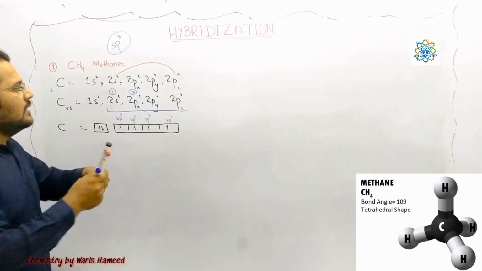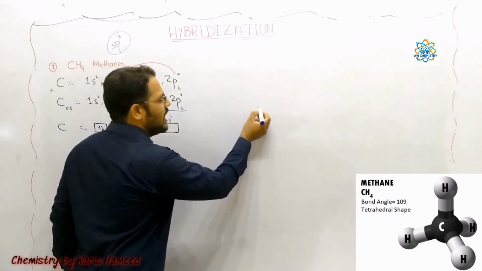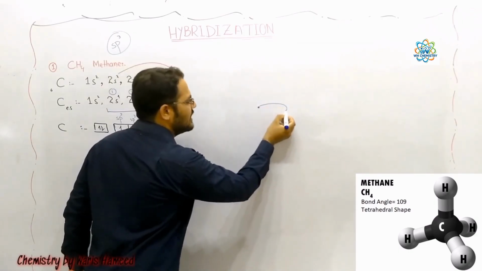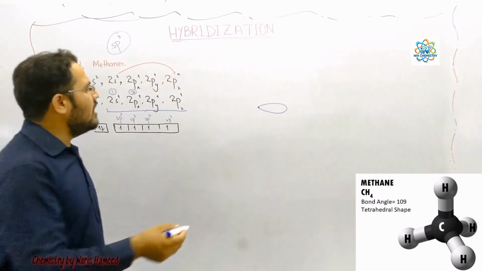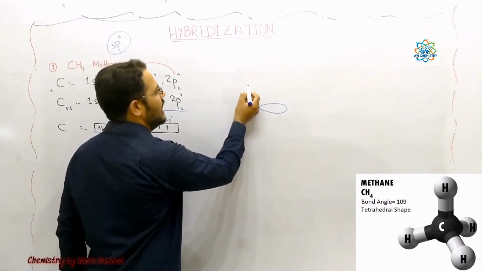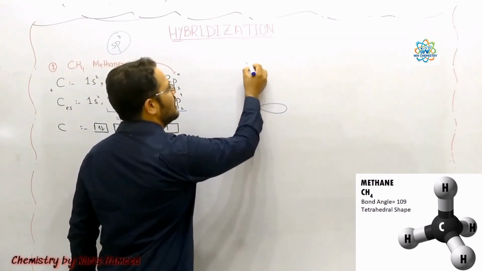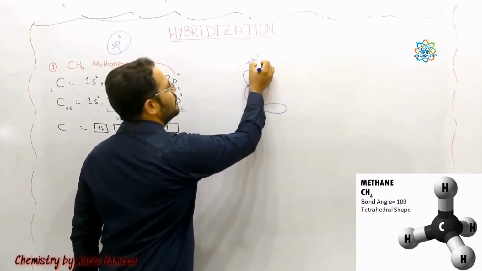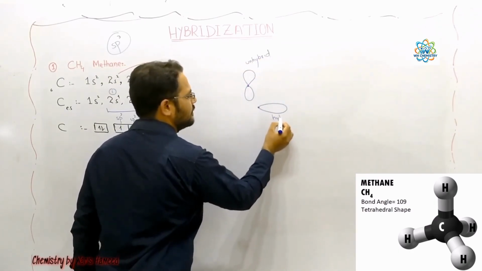Another thing: if you are going to draw a hybrid orbital, you draw just a single loop, and if you are going to draw an unhybrid orbital, then you draw two loops, as shown. This one is used for unhybrid and this one for hybrid orbitals.